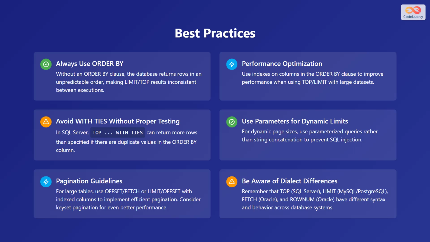Use parameterized queries to prevent SQL injection. For large tables, use OFFSET and FETCH or LIMIT and OFFSET with indexed columns to implement efficient pagination. Be aware that the syntax and behavior of TOP in SQL Server, LIMIT in MySQL and PostgreSQL, FETCH in Oracle, and ROWNUM in Oracle can vary across different database systems.